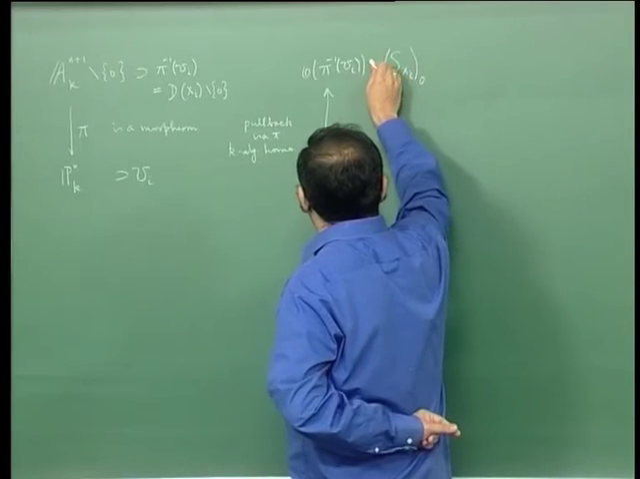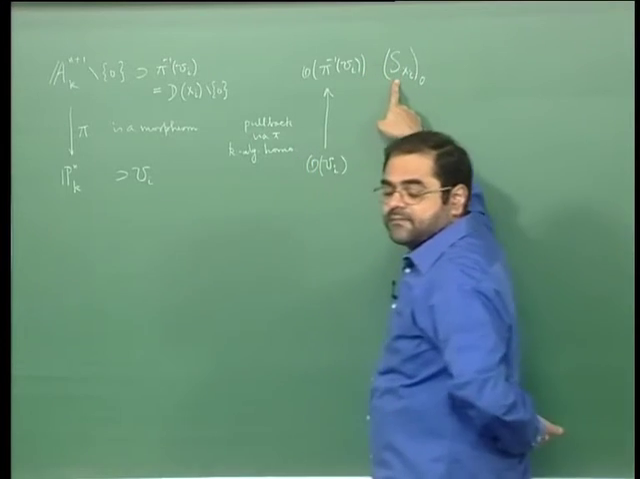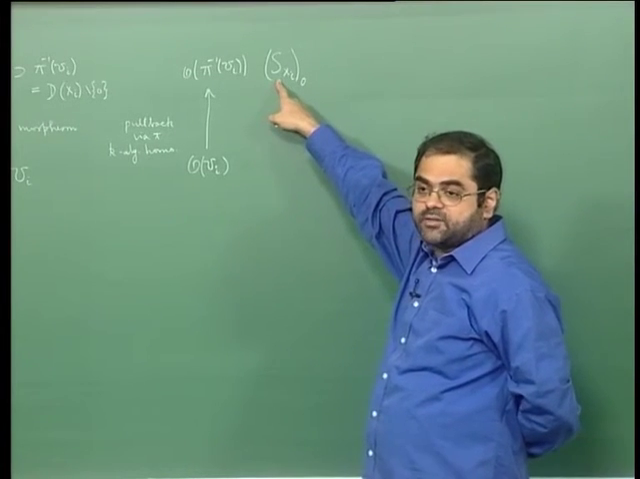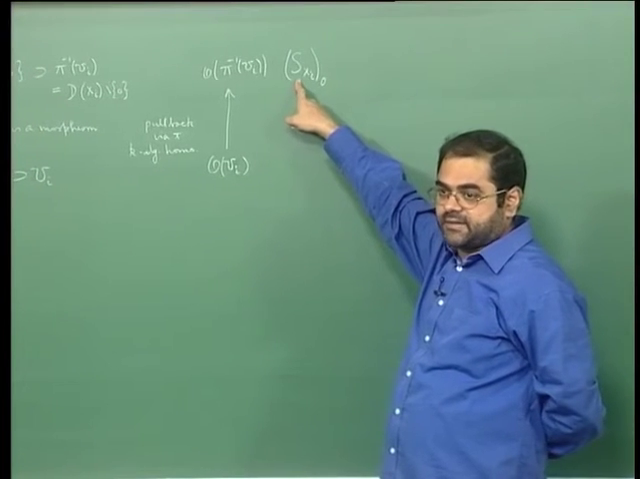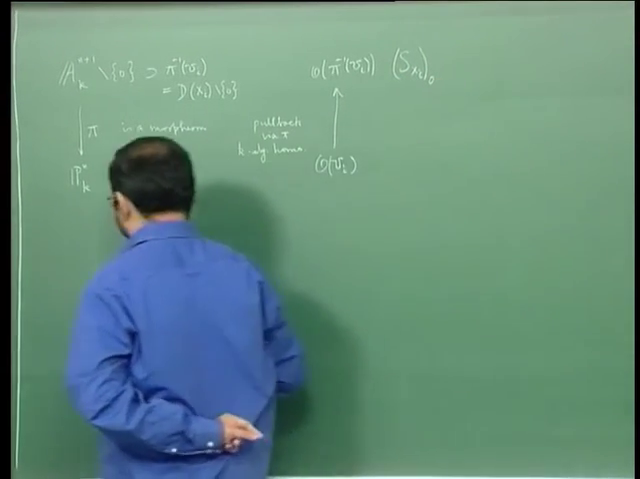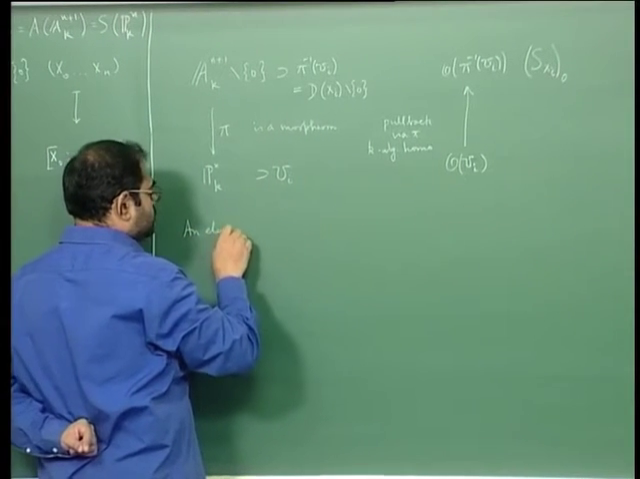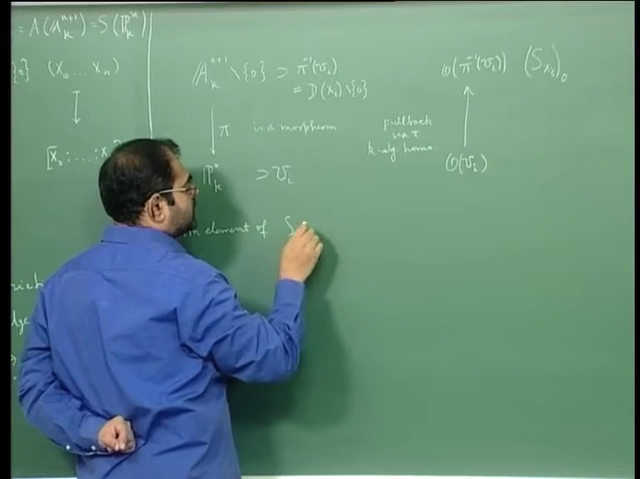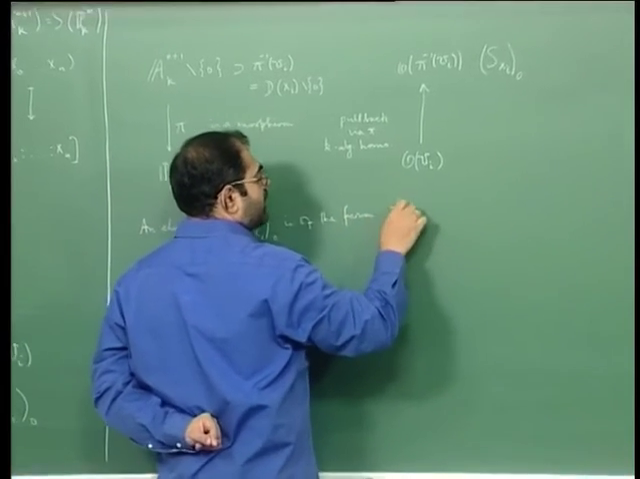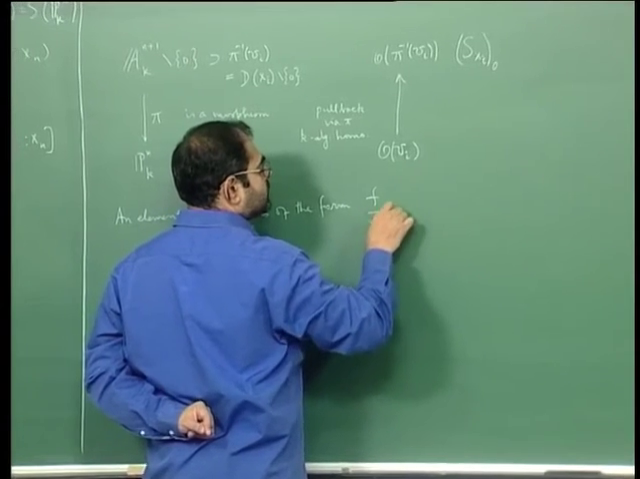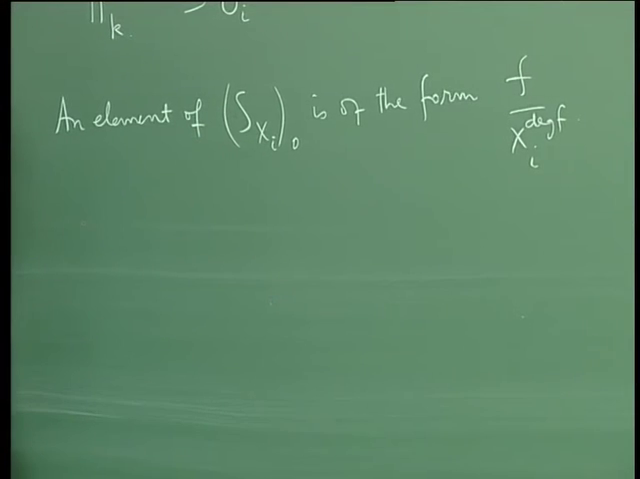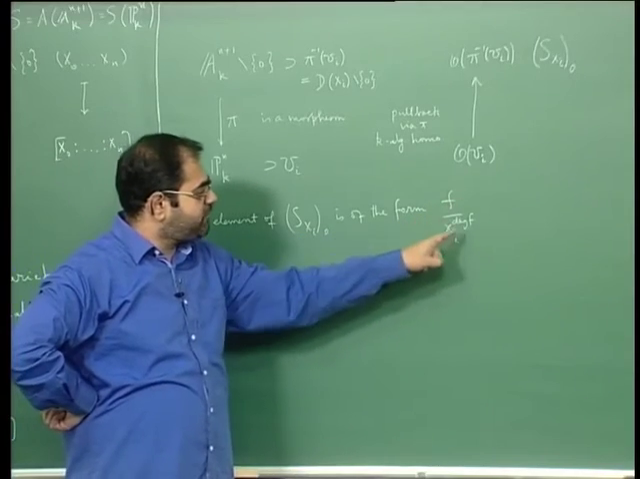First thing is, certainly if you take an element here, it's of the form f by x_i to the power of degree f, where f is homogeneous of a certain degree, right. So an element of S_{x_i} degree 0 is of the form f by x_i to the degree f, okay. So S_{x_i}, S localized at x_i, is just inverting x_i, so elements there will be of the form simply f by some power of x_i.